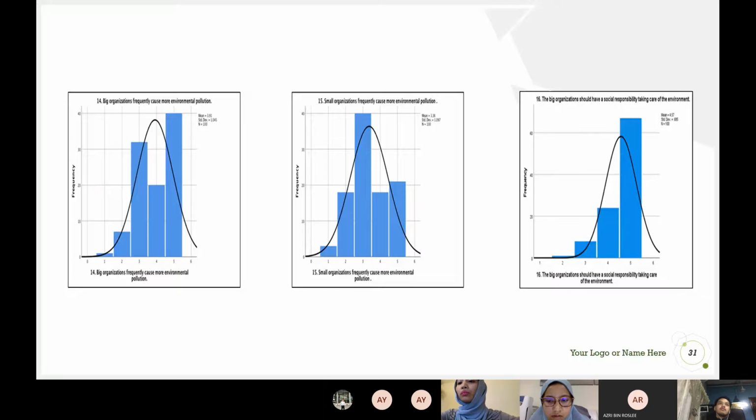As for the environmental pollution, I'll be presenting on this part. Based on the results, we gathered that most of them have strongly agreed on the statement where big organizations frequently cause more environmental pollution, and also for question 16, the big organization should have a social responsibility taking care of the environment. And as for question number 15, mostly are satisfied with the statement that small organizations frequently cause more environmental pollution. Next.